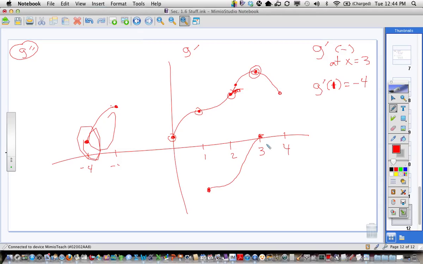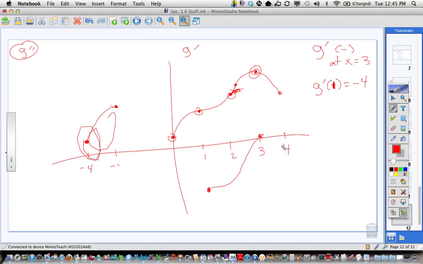What do I care about? What am I trying to answer? Is this graph I'm drawing negative at 3? So is this graph going to be down here below the x-axis? Or is it going to be up here above the x-axis? Now I'm just doing this kind of rough sketch. You know, looks to me like it could be darn close. So what do you think? Where is it? Is it going to stay down? Is G prime of 3 going to be down there negative? Or is it going to go up high enough to be positive?